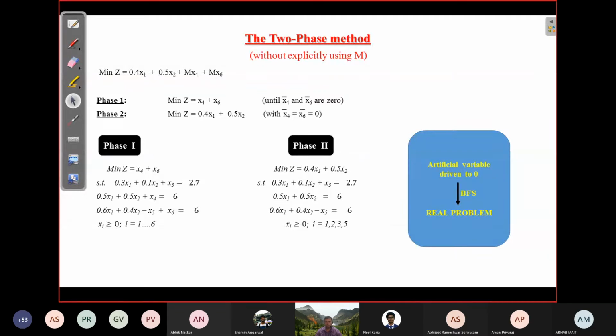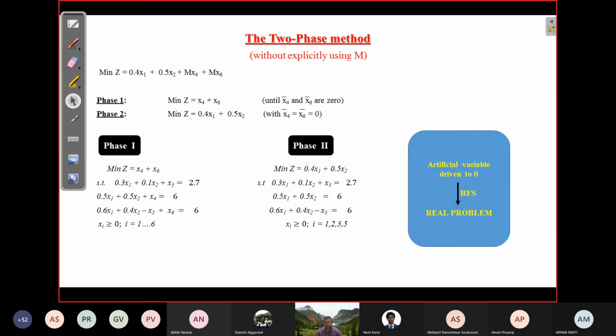So here in this case we have a minimization type problem. It could be maximization as well in your real problem, but even there, in phase 1 it will always be minimization, because irrespective of whether it is a maximization or minimization problem, you want to drive the artificial variables to 0. So the phase 1 objective will always be minimization of the sum of the artificial variables, fine.